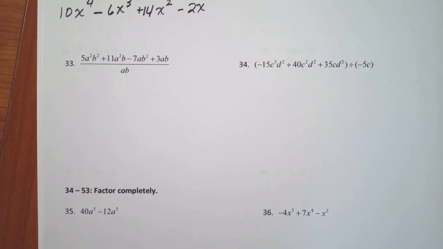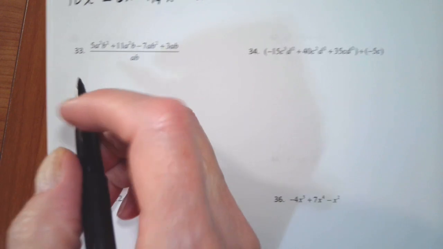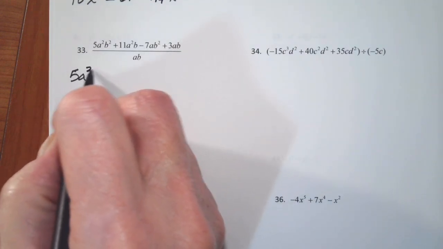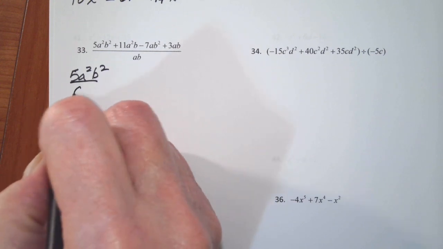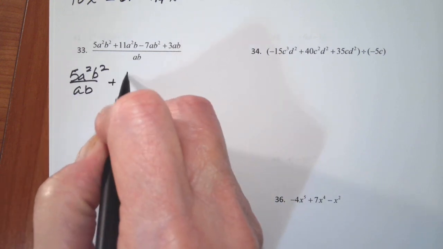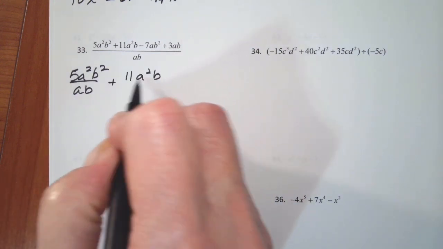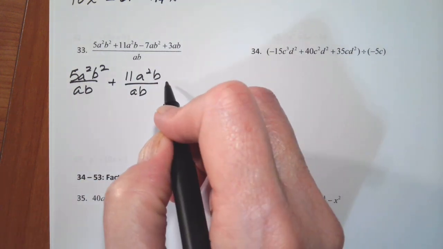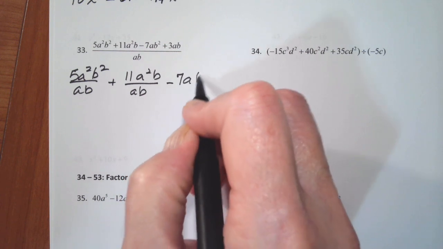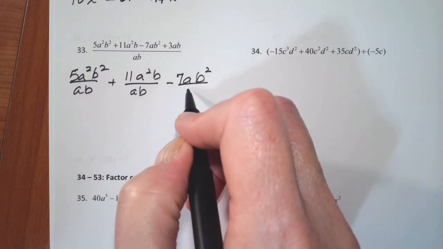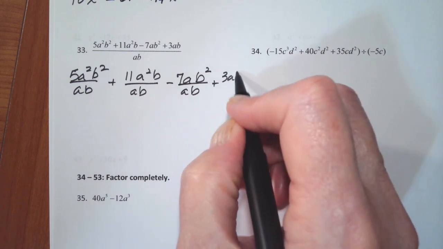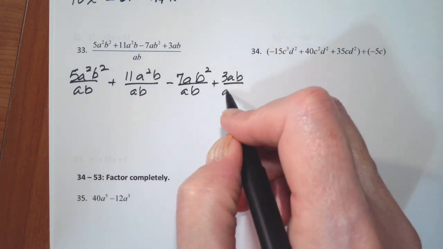Okay, so if you're dealing with more than one variable, the process is identical. You just have to be a little more careful. A to the second b to the second divided by ab plus 11 a to the second b divided by ab minus 7 ab to the second divided by ab plus 3ab divided by ab.